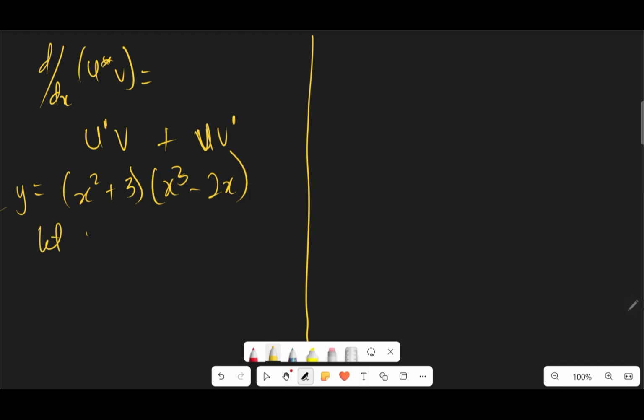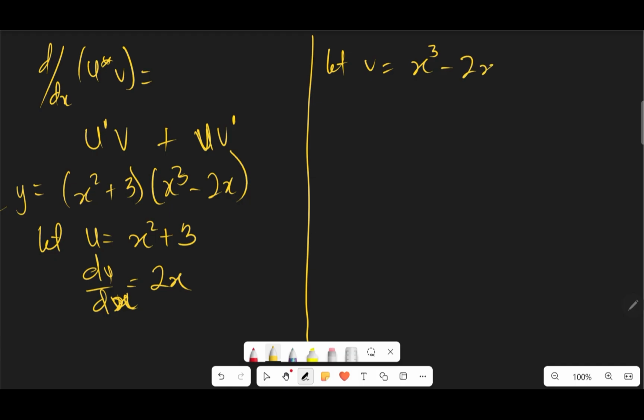So we will say let u be equal to x squared plus 3. So du over dx is going to give you 2x. Then we will say let v also be equal to x cubed minus 2x. So dv over dx will give you 3x squared minus 2. Now we see that we use u and v to replace the two terms of the polynomial, and we have differentiated with respect to the letter that we used.